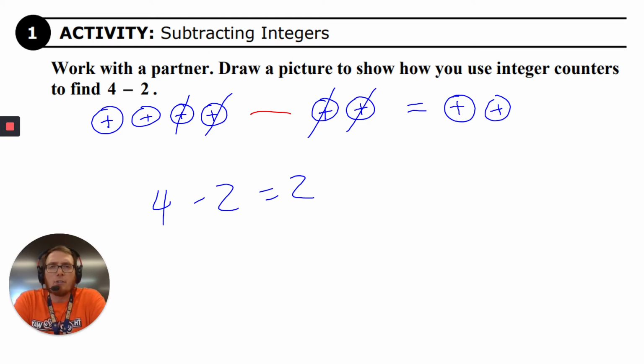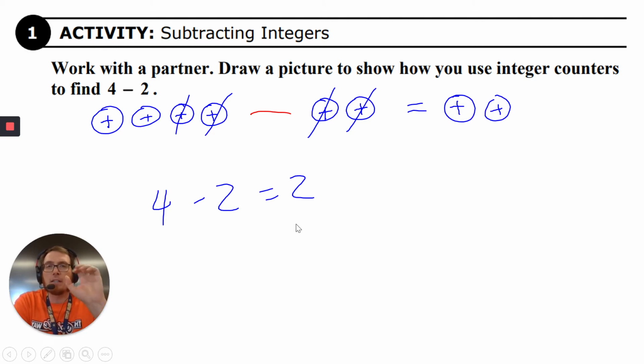I'm going to use some integer counters here again just to make sure I explain some things in a more visual sense for those of you that are more visual thinkers. This is obviously a basic example. We know that 4 minus 2 is 2, but the reason that it works is because you had 4 originally, and then you're getting rid of 2 of those things. So 2 are left, and that's why 4 minus 2 is 2.